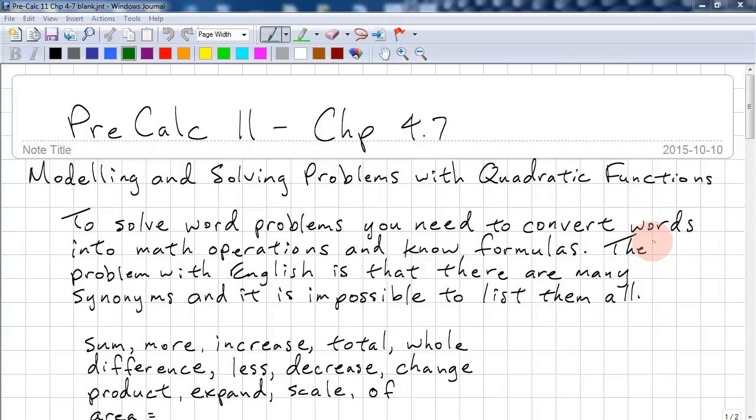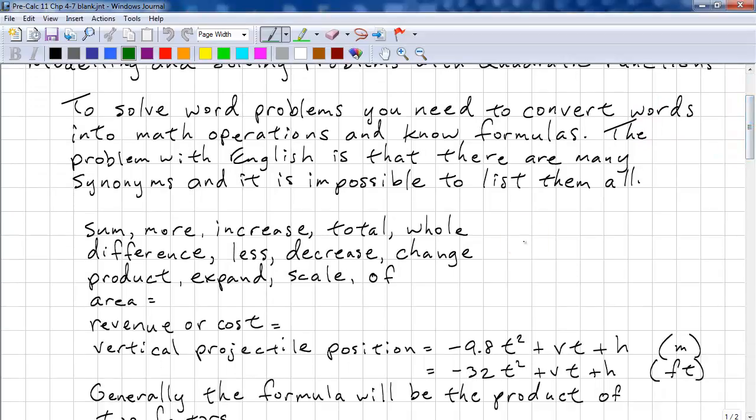The problem with English is that there are many synonyms and it is impossible to list them all. So, sum, more, increase, total, whole. This generally means add. Difference, less, decrease, change. This means to subtract. Product, expand, scale, of means to multiply.